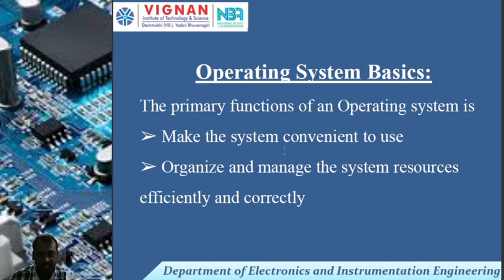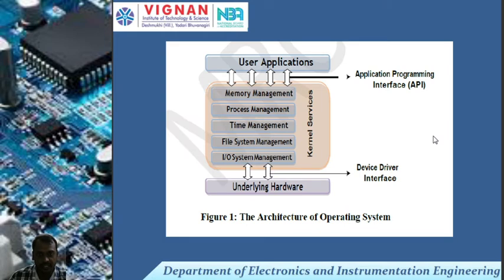The primary functions of an operating system are to make the system convenient to use, and to organize and manage the system resources efficiently and correctly. Here is the architecture of the operating system: user applications, then the underlying hardware. User applications use the application programming interface, API. Then there is the device driver interface. The kernel services provide memory management, process management, time management, file system management, and IO system management.